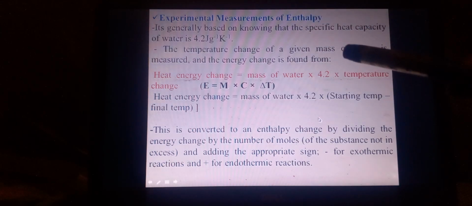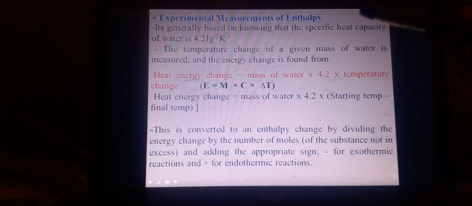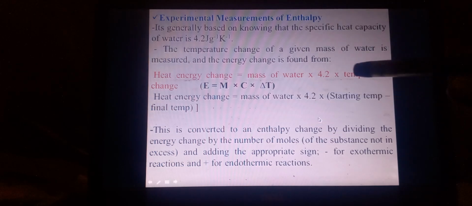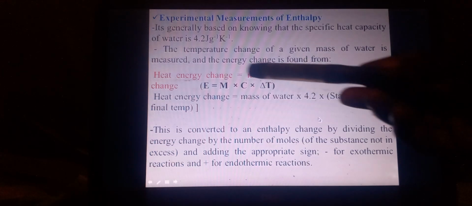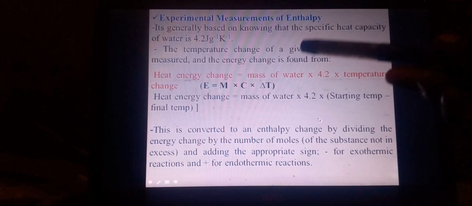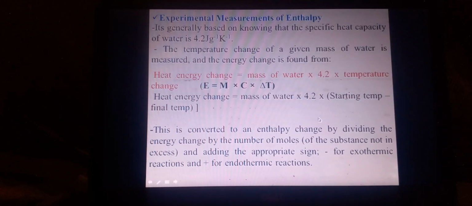So it is generally based on knowing the following. 1, we normally use the specific heat capacity of water, which is normally 4.2 joules per gram per Kelvin, or 4.2 kilojoules per kilogram per Kelvin. Then, the temperature change of a given mass of water is measured. So the energy change is normally found in that form. So that means M, we normally use the mass of solution. Mass of solution can be mass of water or mass of reactants which have been mixed to form a given solution.